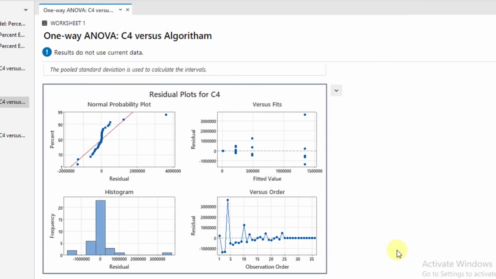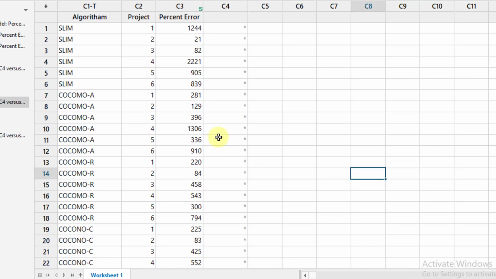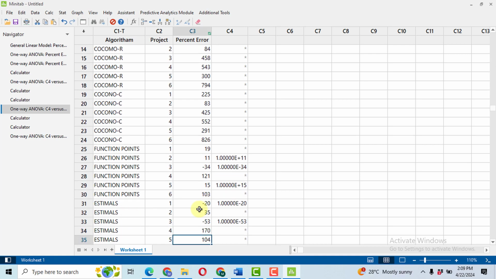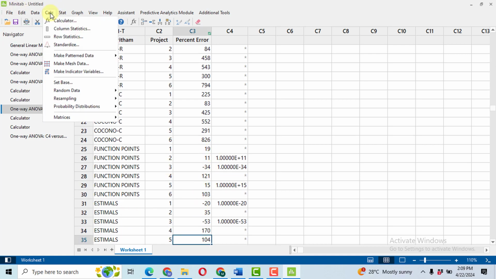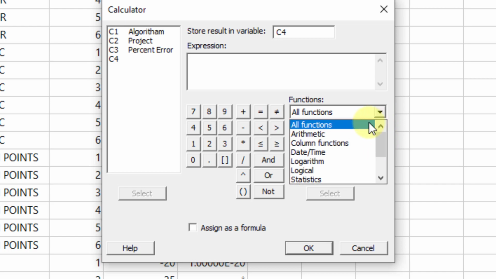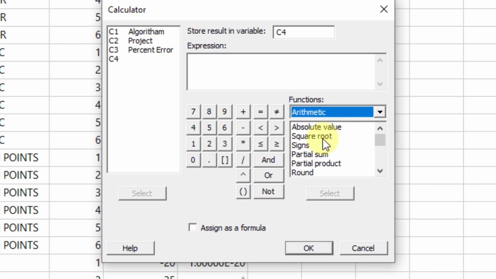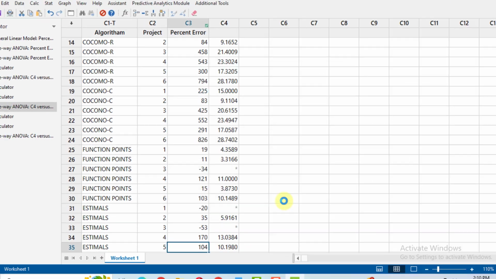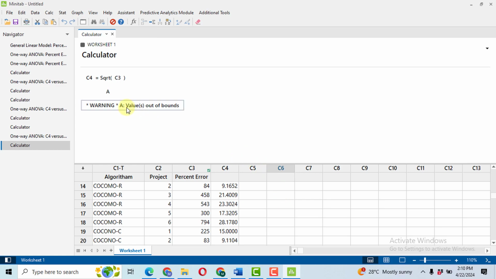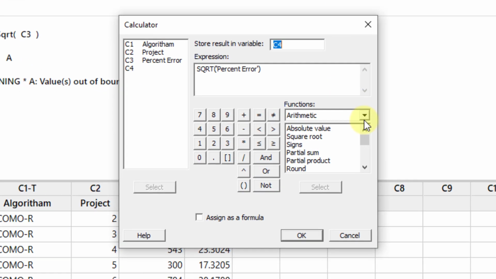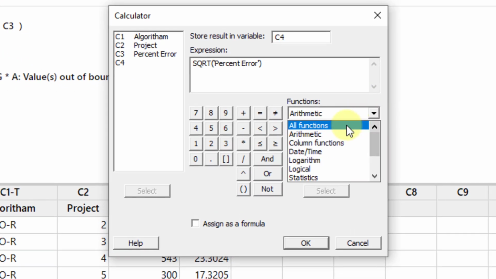The transformation on this data is also a problem, because you can see here we have a few negative values in our data. I have tried the transformations and it seems that only one transformation is possible. Let me do it in front of you, so you can see the problem I am facing. First of all, the square root. The square root of the percent error is not possible, because again I have negative values, so some values are out of bounds.